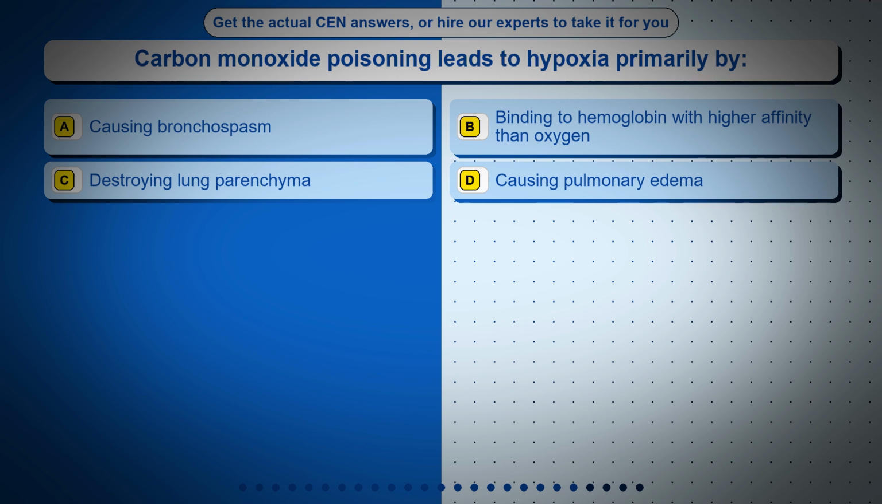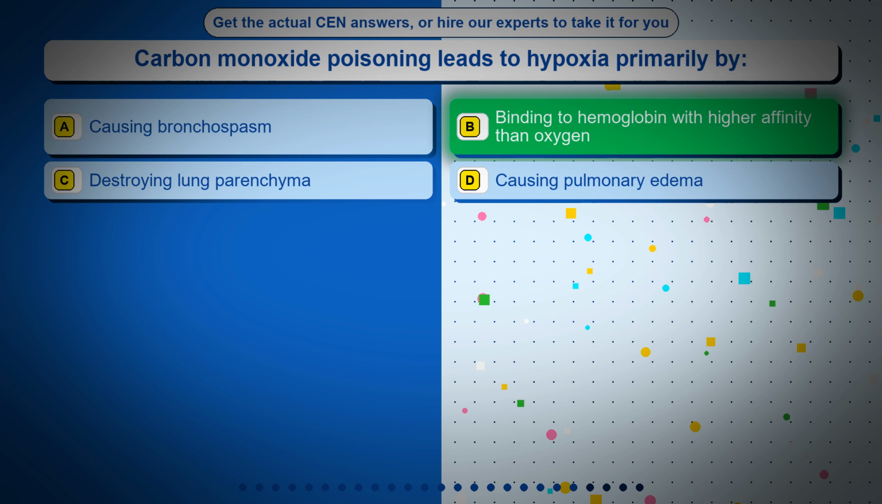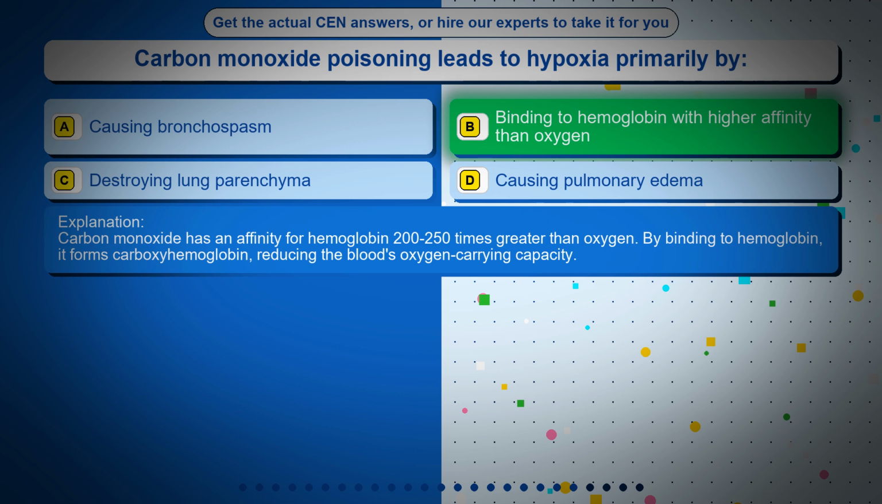Question 21. Carbon monoxide poisoning leads to hypoxia primarily by option A, causing bronchospasm, option B, binding to hemoglobin with higher affinity than oxygen, option C, destroying lung parenchyma, option D, causing pulmonary edema. The correct answer is option B. Carbon monoxide has an affinity for hemoglobin 200 to 250 times greater than oxygen. By binding to hemoglobin, it forms carboxyhemoglobin, reducing the blood's oxygen carrying capacity.